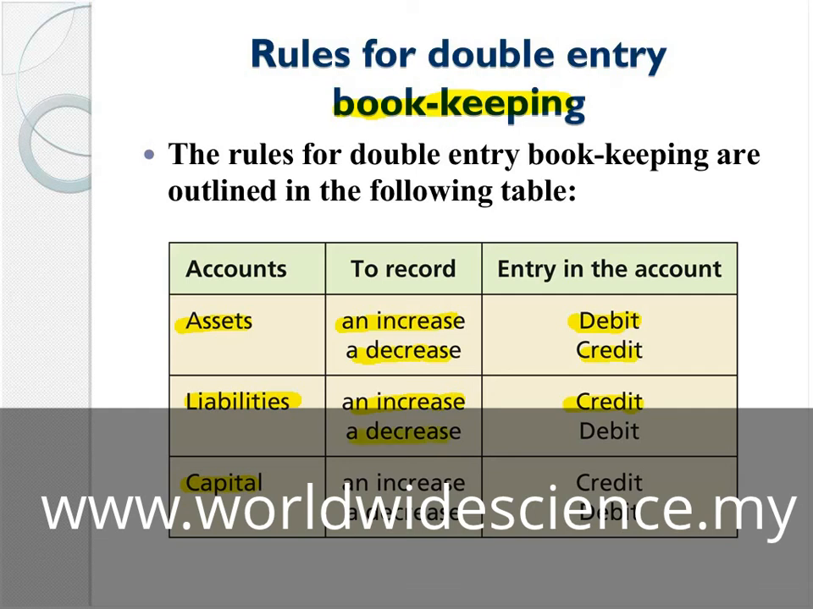And capital. If it increases, we show it on the credit side. If it decreases, we show it on the debit side. As you can see, liability and capital are the same. If liabilities and capital increase, we show it on the credit side. If they decrease, we show it on the debit side, right? Only assets are different, vice versa. You see? So these are the rules for double entry.